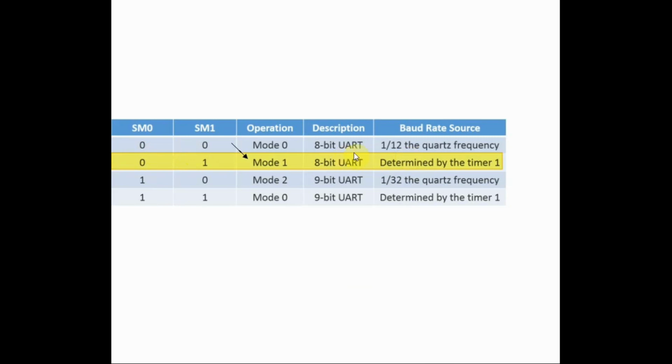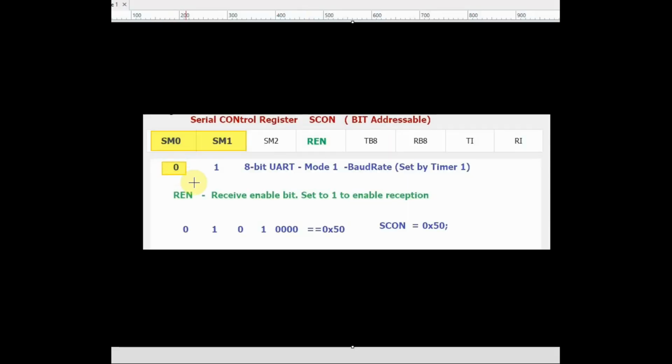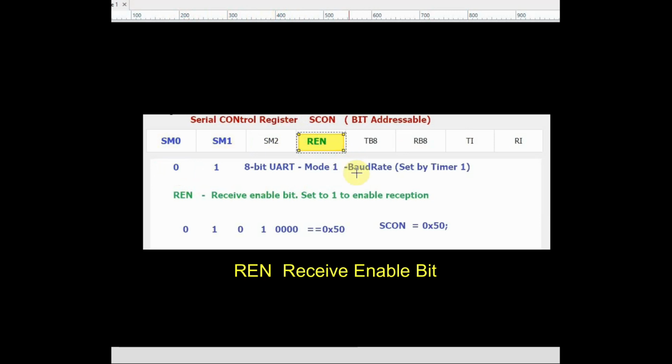These 2 bits, which are the serial port mode specifier, decide the type of communication, and we select mode 1, which is 8-bit UART, and the baud rate is determined by timer 1. A variable baud rate is possible while setting this mode specifier. So we select mode 1, and the next bit SM2 is not used, that is for other modes.